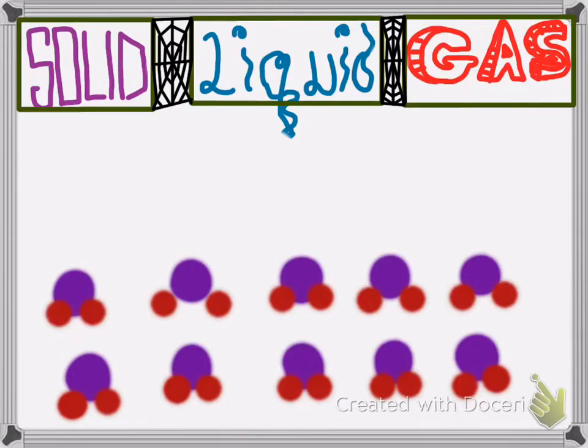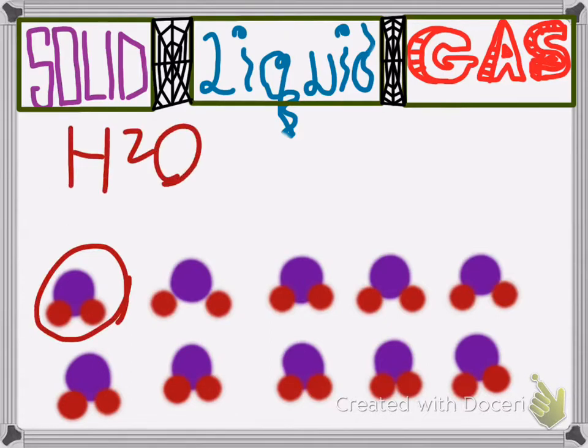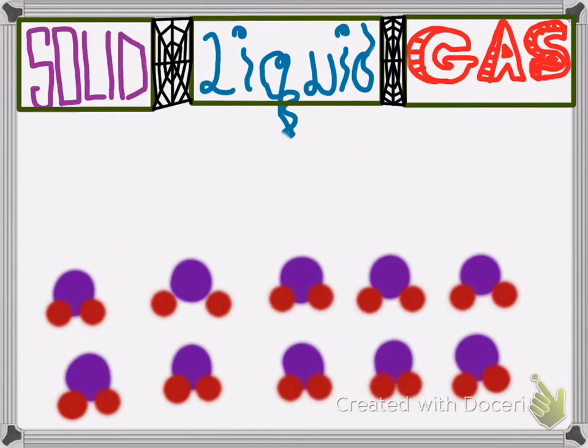So I'm going to show you how phase changes occur in matter. All these little molecules are H2O, or water molecules, and this is ice, all of these molecules together. So this is basically water in a solid form. How you turn a solid into a liquid is a process called melting.